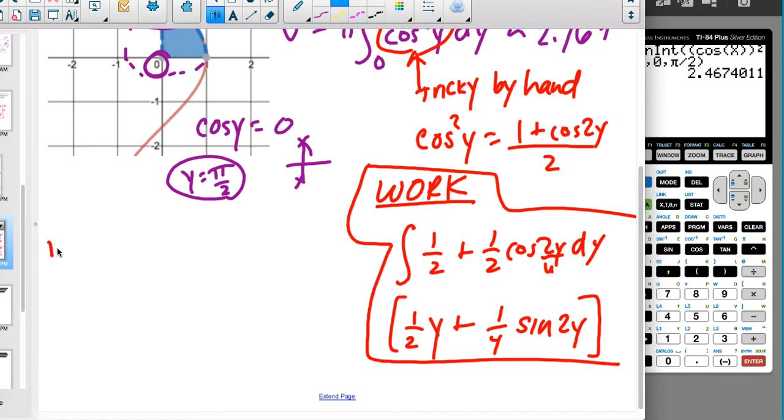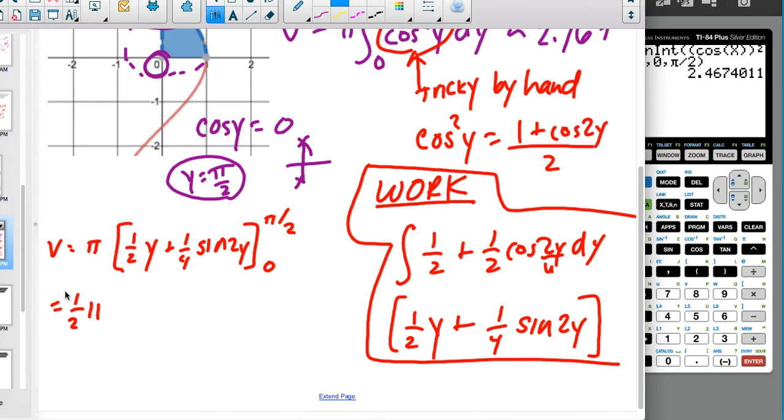If I were doing this by hand, my volume would be pi, and then 1/2 y plus 1/4 sine of 2y from 0 to pi over 2, and then I'd have to plug in and get the values. So if I did that, I'd get that this is a 1/2 pi, let's leave the pi out in front, my bad.